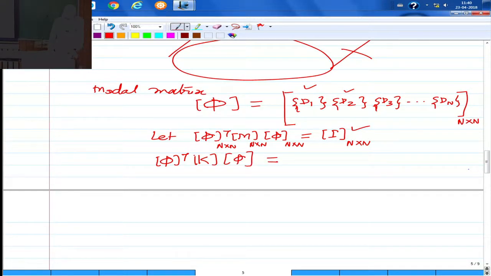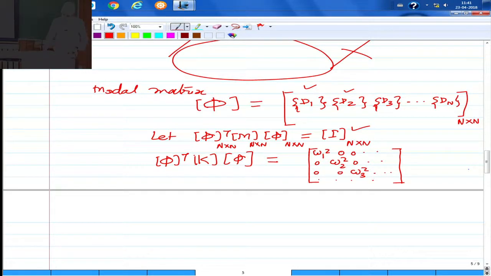Now my phi is such that phi transpose m into phi is equal to I, and phi transpose k into phi then would be, this will be simply again a diagonal matrix, with the omega squares as the diagonal elements. So I will have here omega 1 square 0 0 like that, 0, omega 2 square 0, and so on, and like that. So this is omega 3 square.